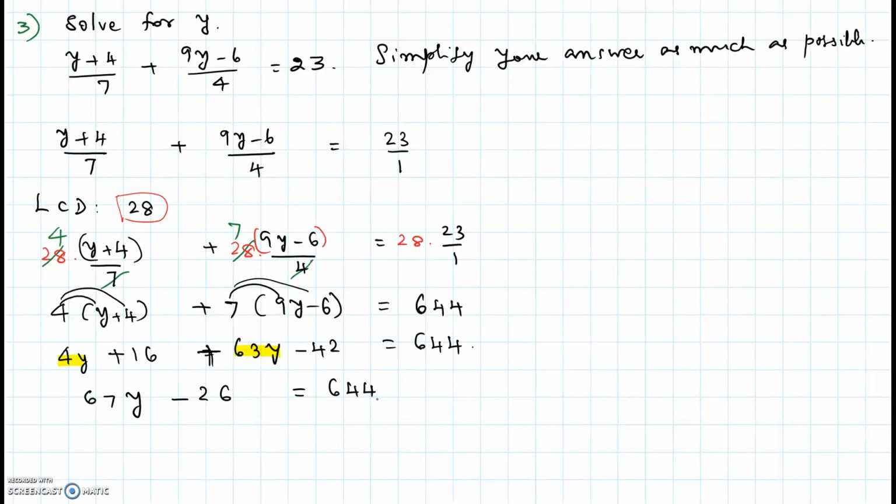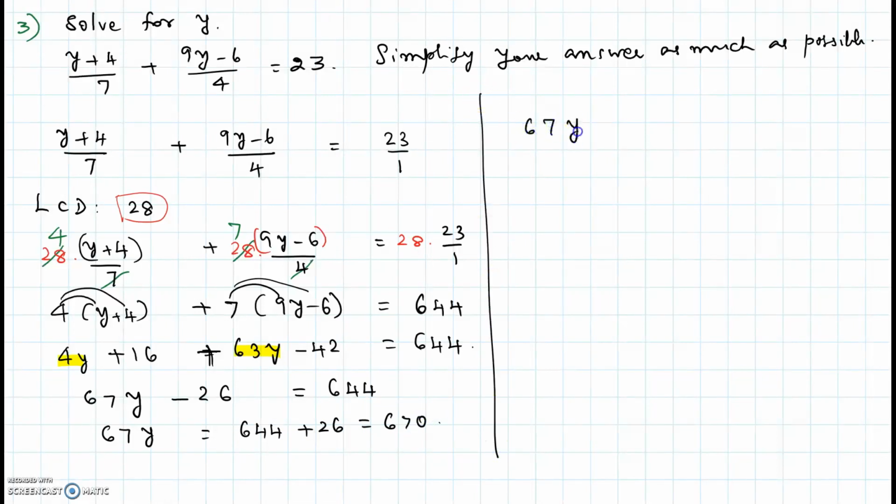644. You can move the negative 26 to the other side, which will become positive 26. So it is 67y equal to 644 plus 26, which will be 670. So we get 67y equal to 670. If you divide both sides by 67, you will get y equal to 10.